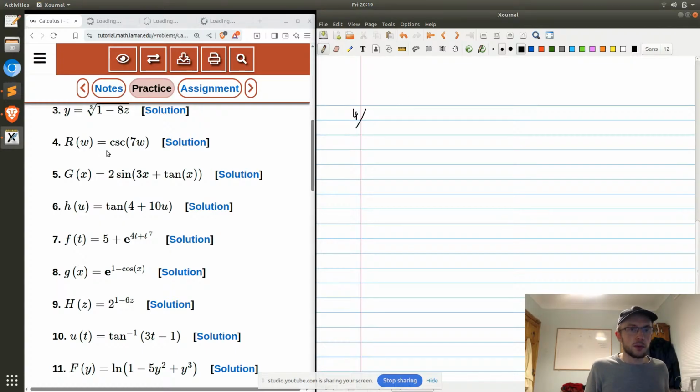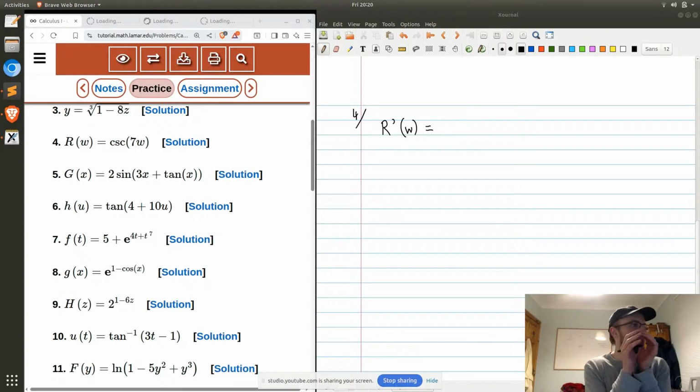R of w is cosecant of 7w. So what's the derivative of cosec x? Trying to remember.